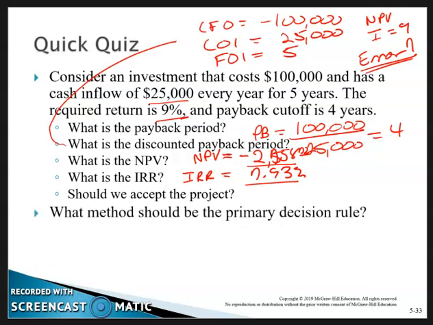So what method should be the primary decision rule? The NPV is preferable in almost all cases. The IRR can be unreliable, especially in the case where we have irregular cash flows. So that's it for Chapter 5.